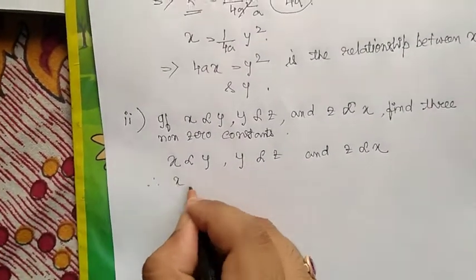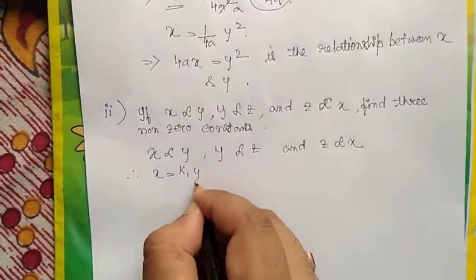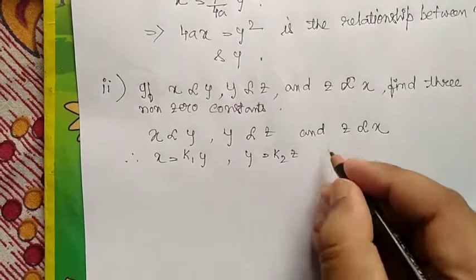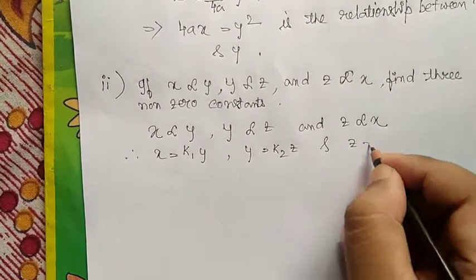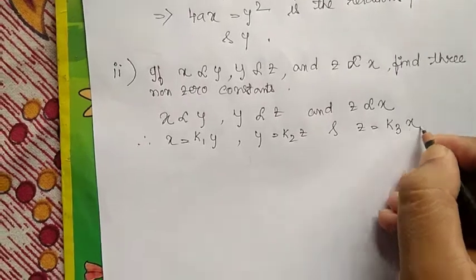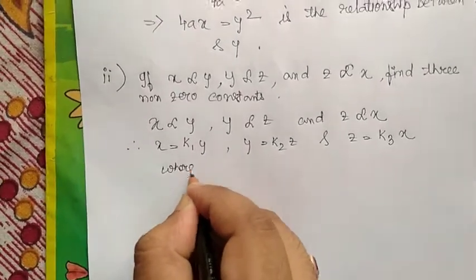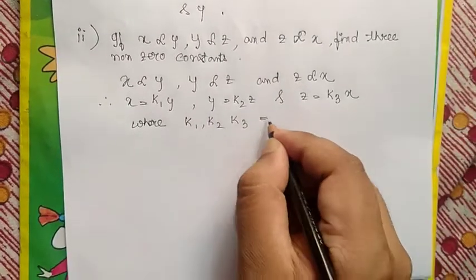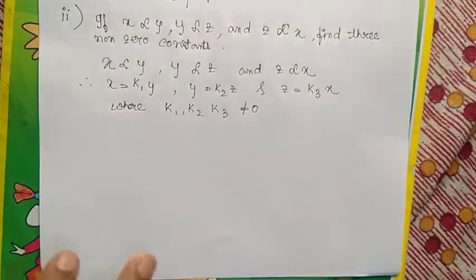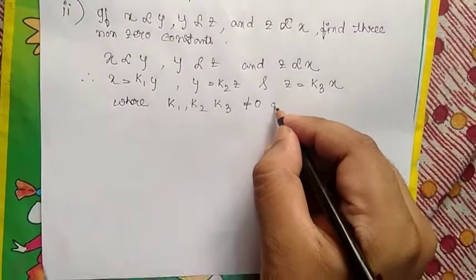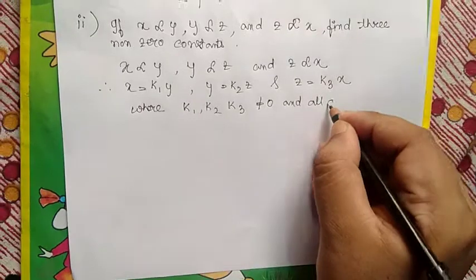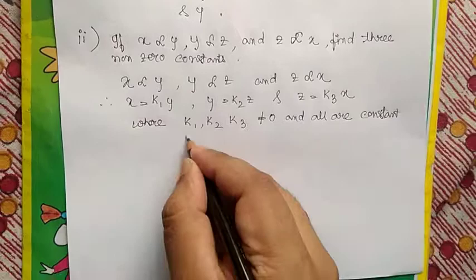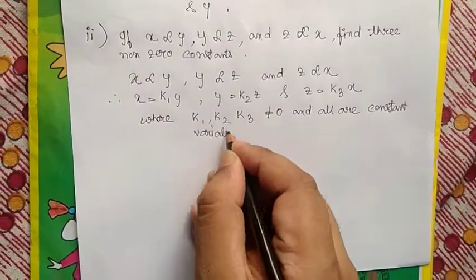So we can write x equals k1 y, y equals k2 z, and z equals k3 x, where k1, k2, k3, all of these three constants, are not equal to 0, and all are constants of variation.